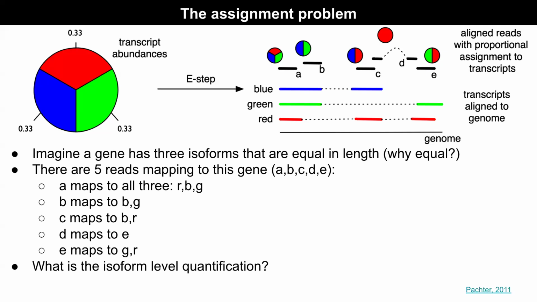You want to find out the reads. All the reads map to this gene. If you look at the actual coordinates, A overlaps with red, green, and blue. B overlaps with blue and green. C overlaps with red and blue. And E overlaps with green and red. So five reads, but I have no idea: is isoform red the most abundant, is isoform green the most abundant, or is isoform blue the most abundant? Okay, how will you solve it?